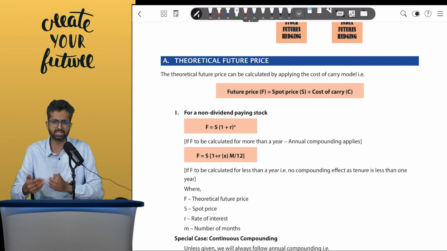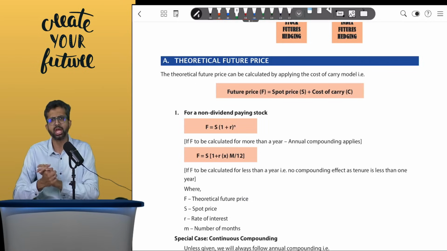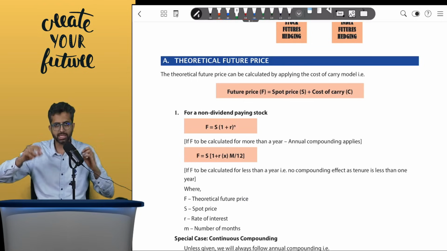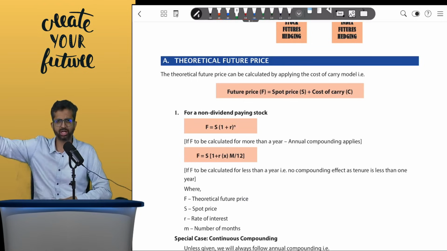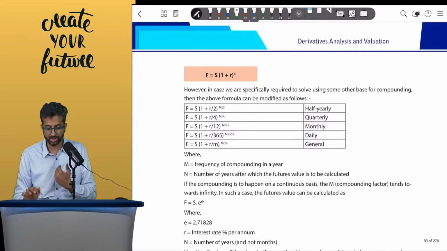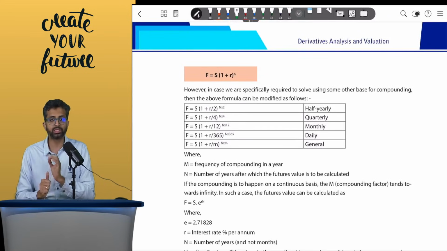If dividend is received during the intermediate period, you will have to subtract the dividend. If it is dividend received at the end, minus D. If it is received at the starting, minus D into (1 plus R into, let us say, whatever is the time period divided by 12). So this is your cost of carry model, which is used for the purpose of finding the theoretical forward or future price in case of a stock future.